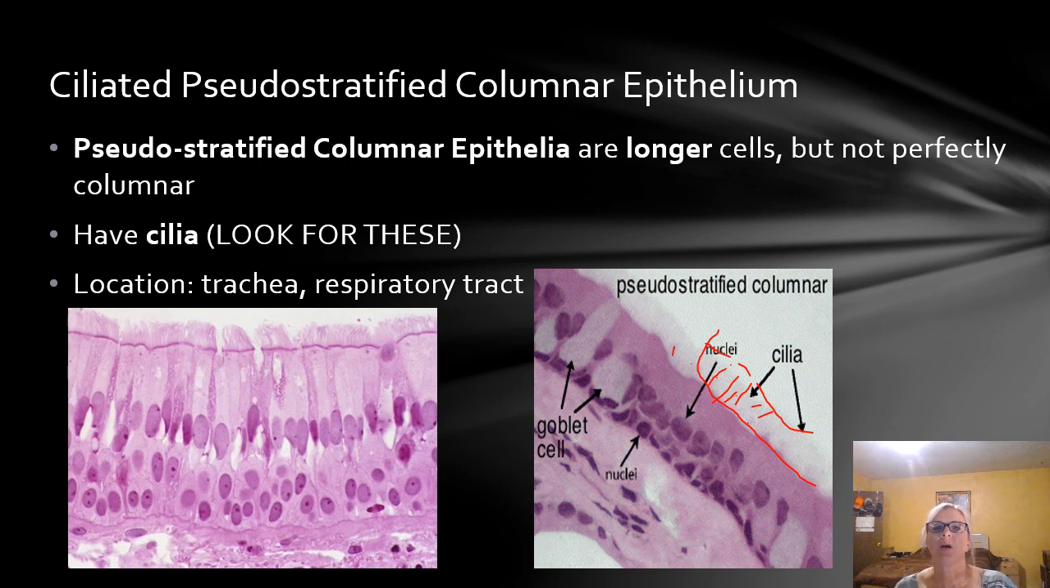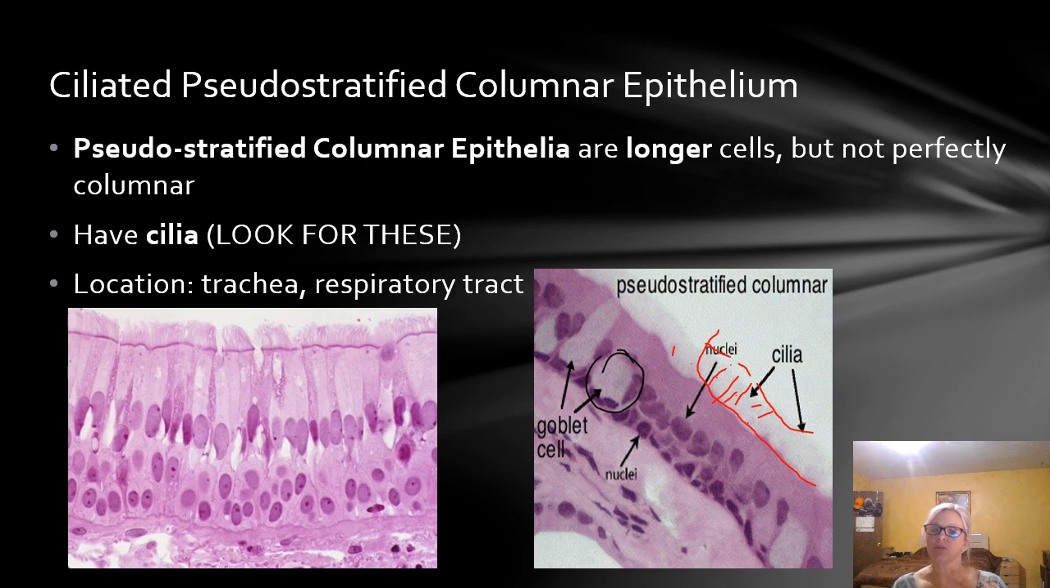You can see there are some goblet cells here as well. And so I could ask for that. I could also ask you to identify the nuclei. Simple columnar does not usually have cilia, so that is one way to differentiate these. The cilia basically move in an undulating pattern and beat up and push particles and bacteria out and prevent them from entering the respiratory tract and the lungs.